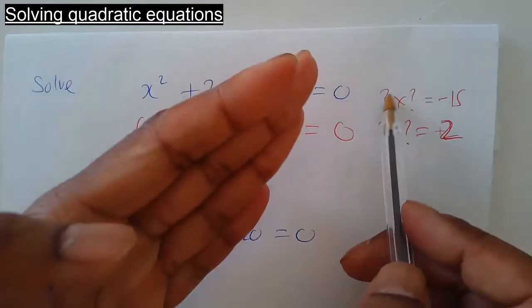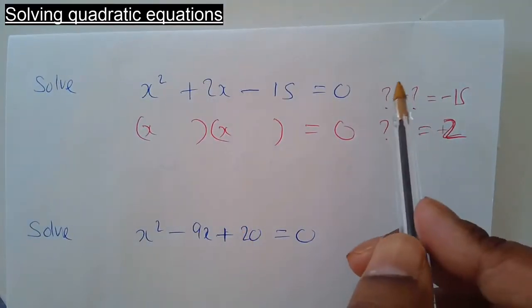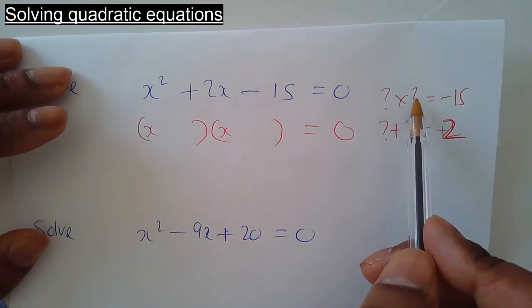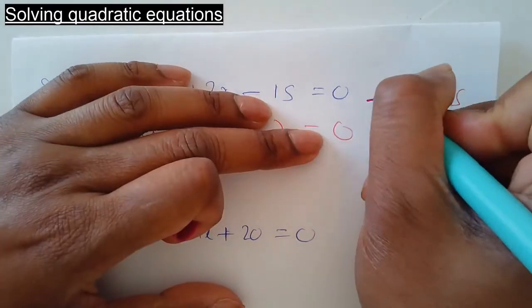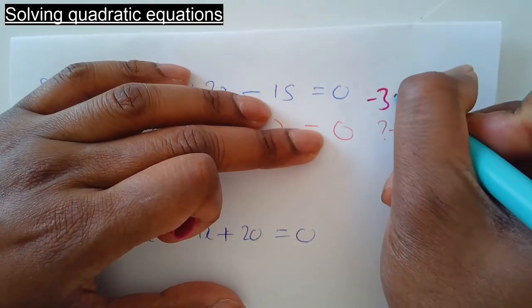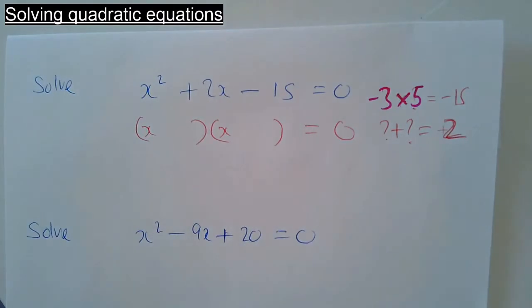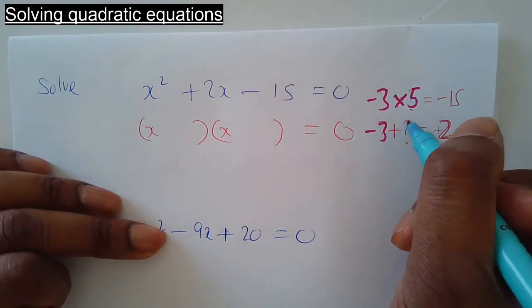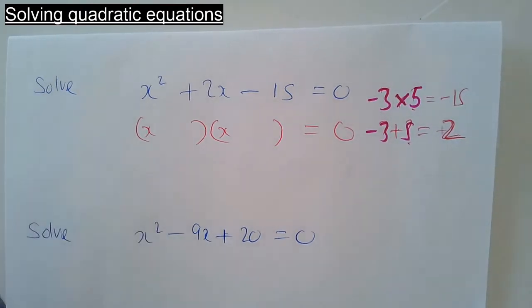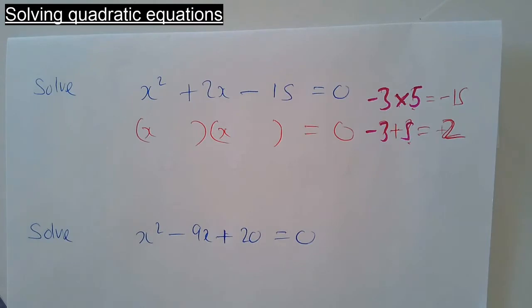You can have a bit of trial and error, try different numbers. I can think of minus 3 and 5. Just going to check. Minus 3 times 5 gives you minus 15. But does minus 3 add the positive 5 give you 2 on the number line? Think about the number line. Yes, it does. So we can use those numbers.